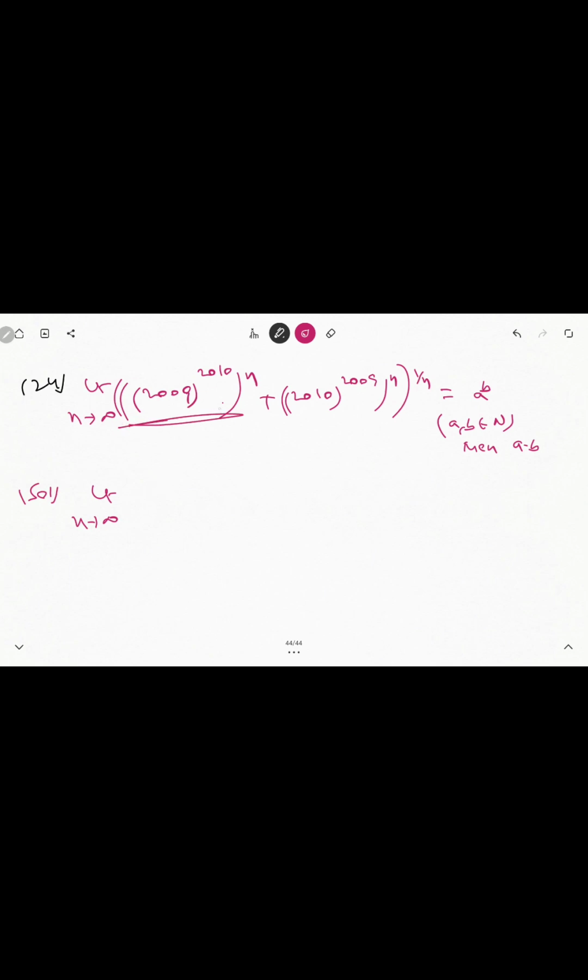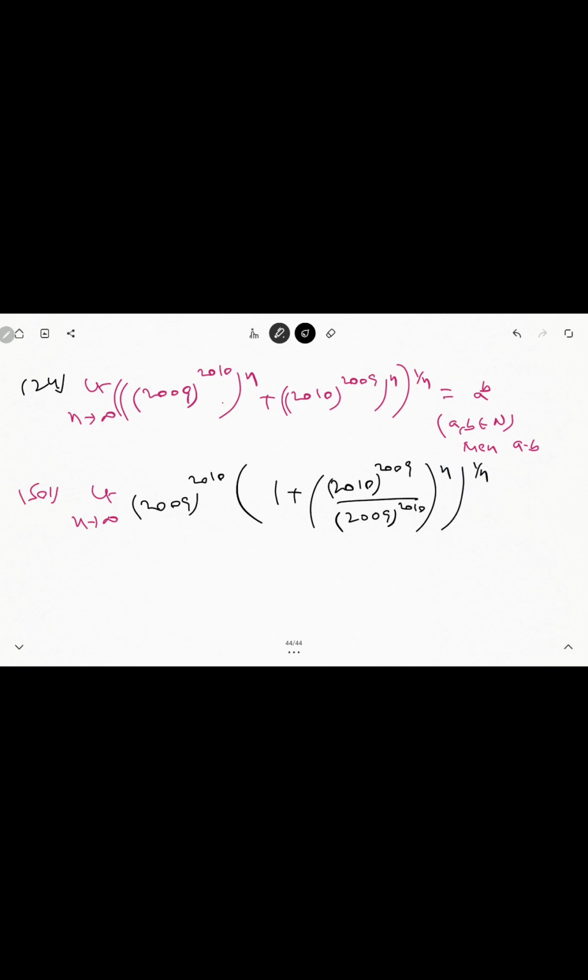Okay, let me take common this part, 2009 power 2010 power n, and I am getting outside only 2009 power 2010, times (1 plus (2010 power 2009 by 2009 power 2010) whole to the power of n) power 1 by n. Understood? Because if I take it common outside, this n and this n will get cancelled. We are left with only this one. This is equal to a power b. We have to get finally.